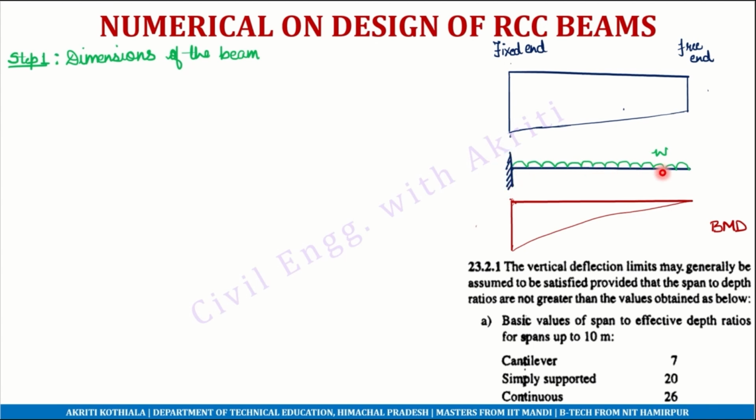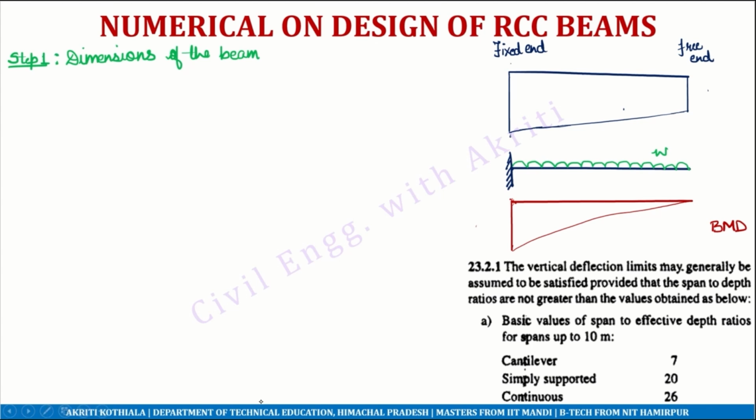This is how we've been seeing a cantilever beam so far. This is the fixed end and this is the free end. And you have a UDL. This is the bending moment diagram where the maximum bending moment is at the fixed end and the minimum bending moment is at the free end for a UDL.